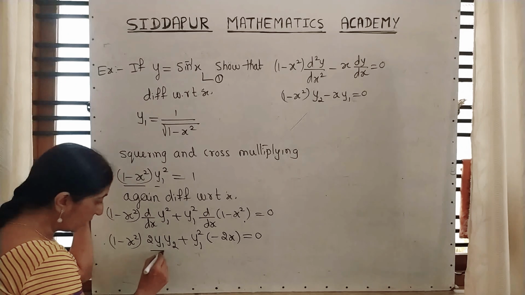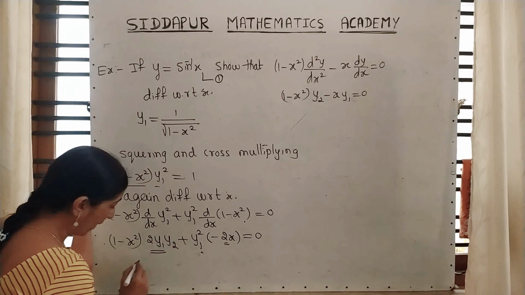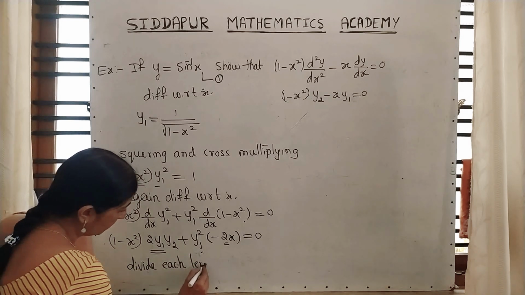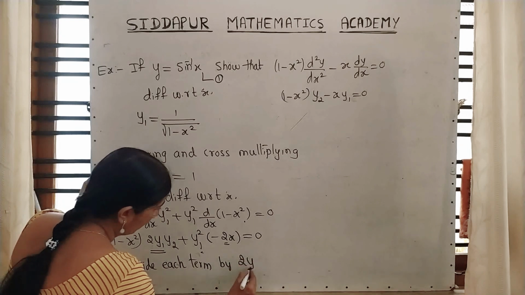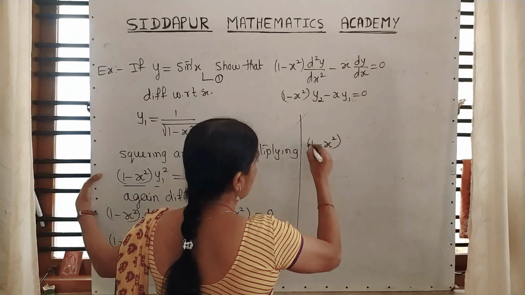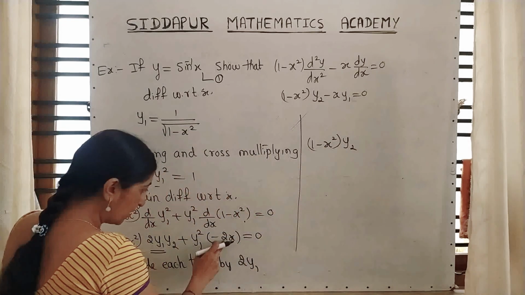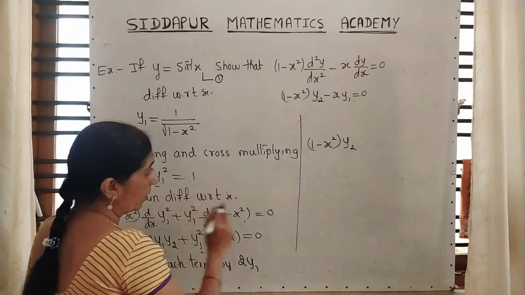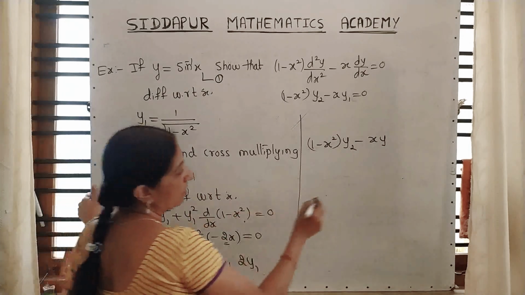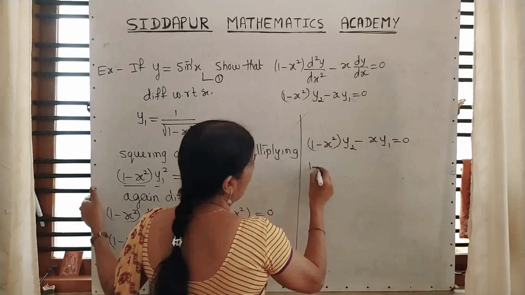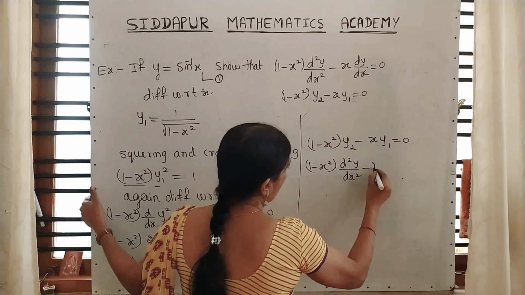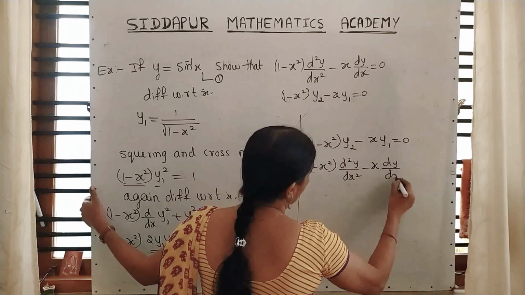And students, here we have 2y1, here also we have 2y1. So divide each term by 2y1. Here 2y1 get cancelled. So what is remaining? 1 minus x square into y2. And here this 2 and 1 y1 get cancelled. Plus into minus is minus x y1. Out of 2 terms, 1 cancels, 1 remains. So now this I am writing as, y2 is second order derivative and y1 is first order derivative.